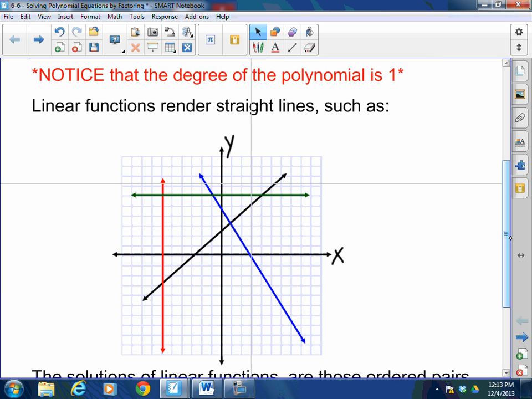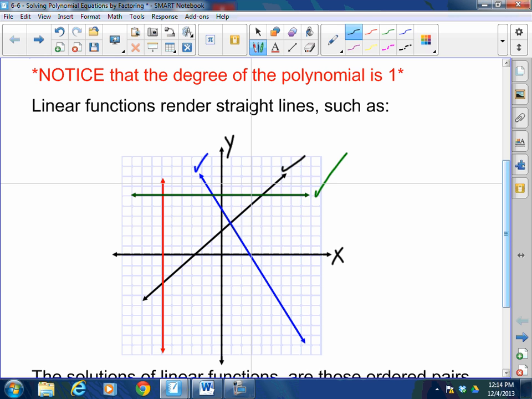The green guy, that's a linear equation. That's y equals 1, 2, 3, 4, 5, 6. The red is x equals 1, 2, 3, 4, 5, negative 6. The blue line here, this guy is a negative slope. The black line here, that's a positive slope. Remember that linear functions are straight lines. You with me there so far?